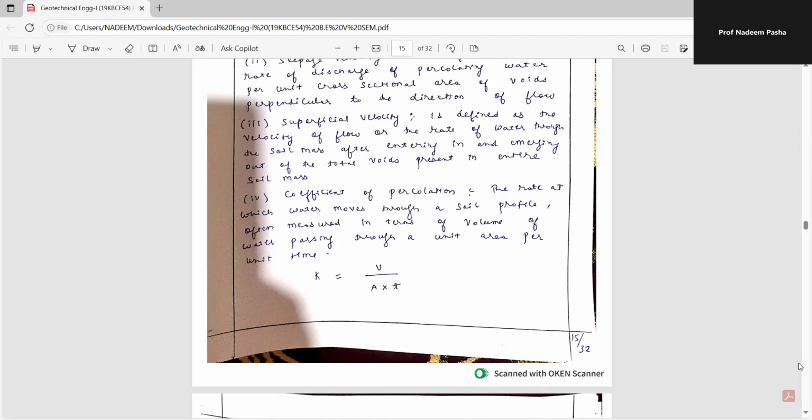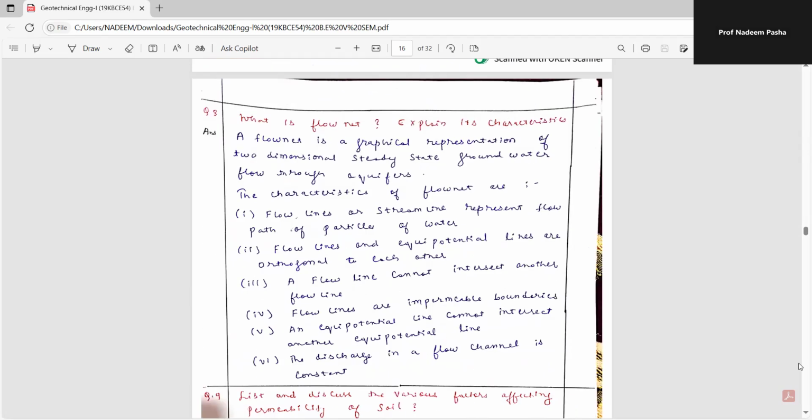Coefficient of percolation: the rate at which water moves through a soil profile, often measured in terms of volume of water passing through a unit area per unit time. It is K equal to V divided by A into T.